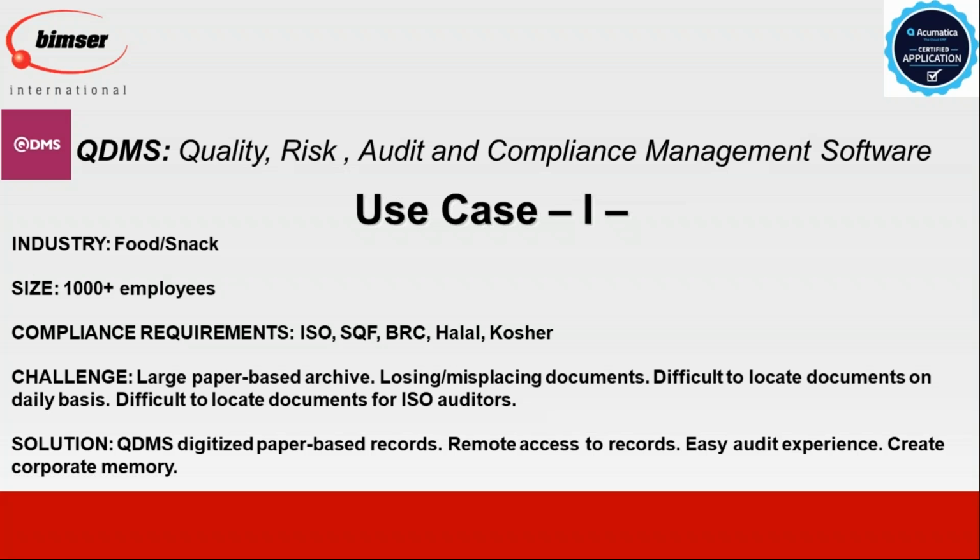Some of them, to list, were having a lot of paper-based archive, right? So they were basically compliant with ISO, SQF, BRC, halal, and kosher on paper, literally. So they had a really huge paper-based archive. If you need to pull up a policy or procedure, you need to go to the archive to pull it. That's the challenge. Very time-consuming. You can misplace it. You can lose it easily.